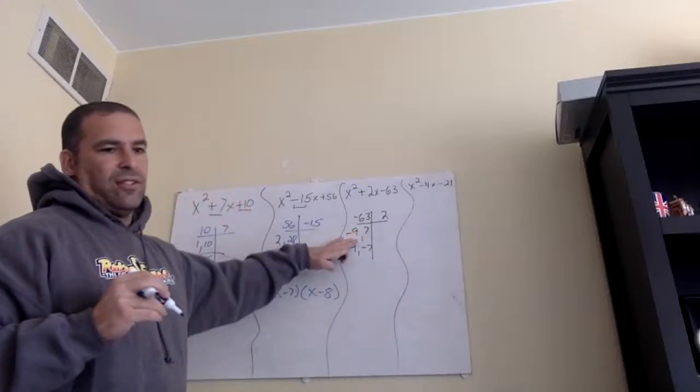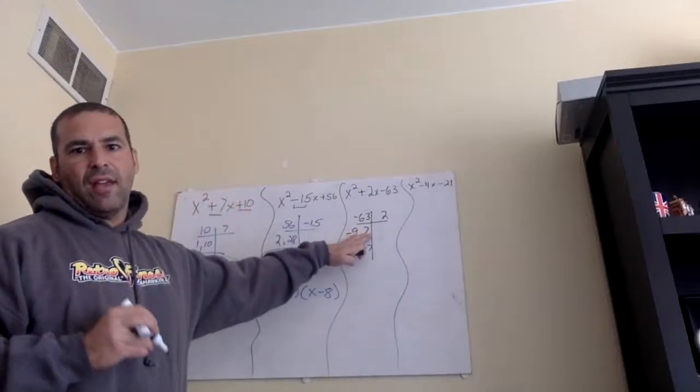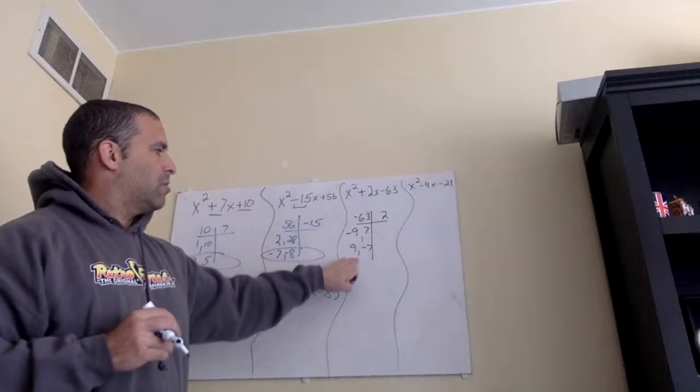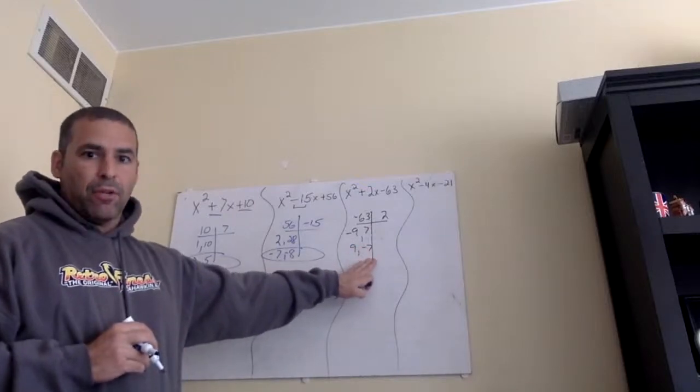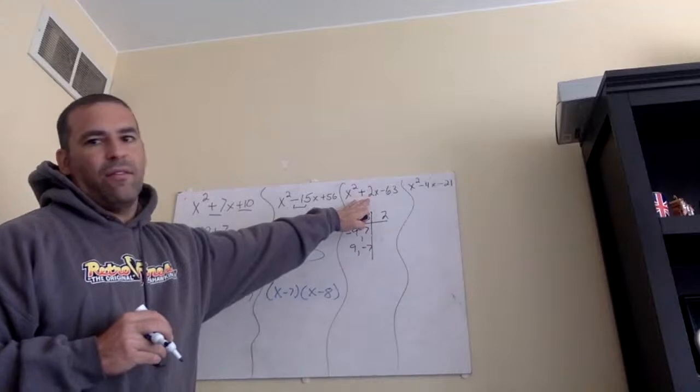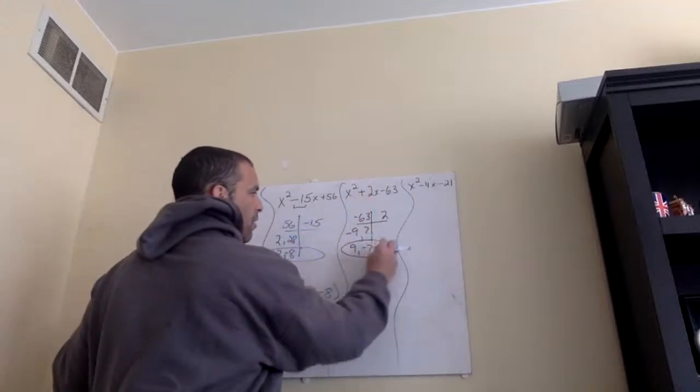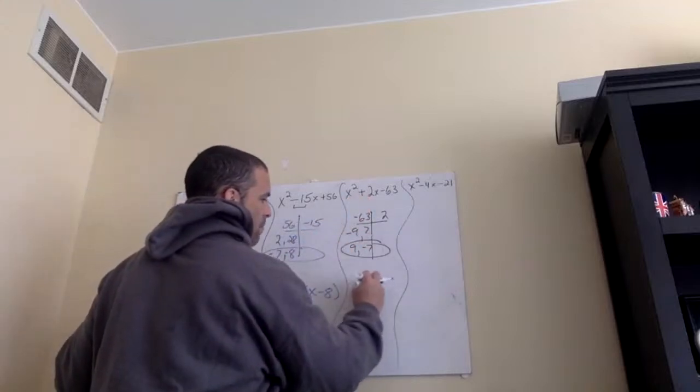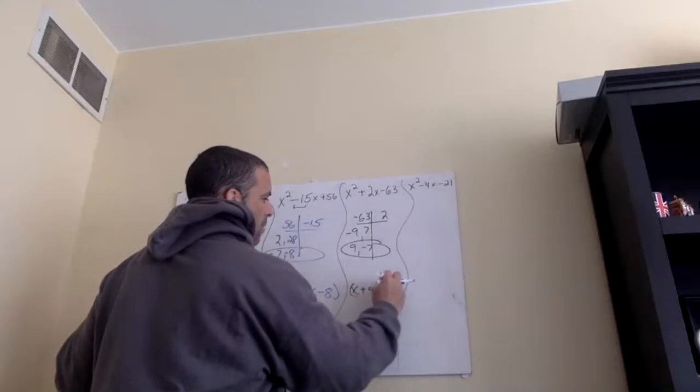In this case, if you test it out, negative 9 plus 7 is negative 2. But when you add 9 plus negative 7, the bigger number is positive, so it comes out to positive 2. So this will be your factors: x plus 9 and x minus 7.